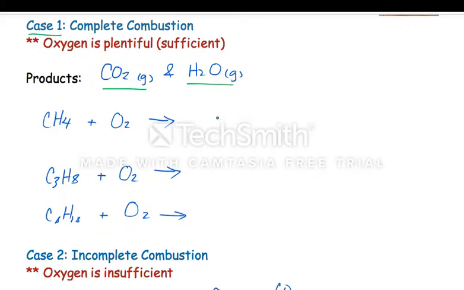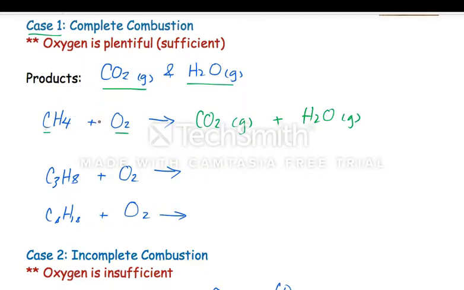Now, let's write down the products of these reactions, assuming that there is sufficient oxygen. Now, CH4, carbon-containing compounds, plus oxygen, which tells you that this is a combustion reaction, will produce, in sufficient oxygen conditions, CO2 gas and H2O gas, so water vapor. Now let's balance the reaction. Let's do it in red here.